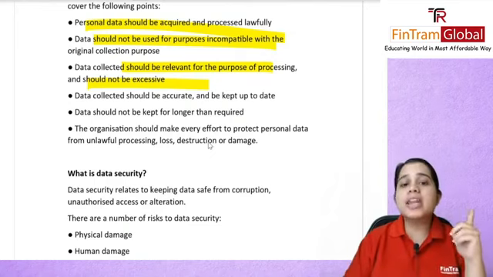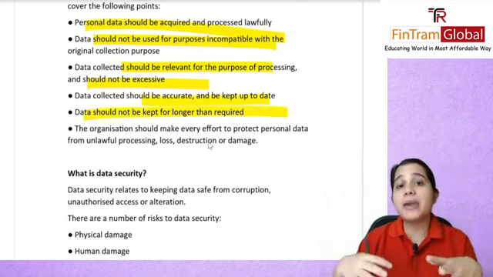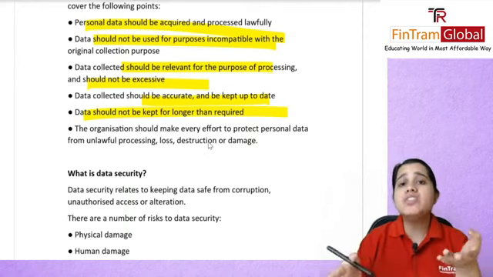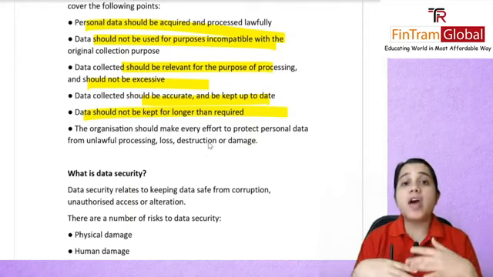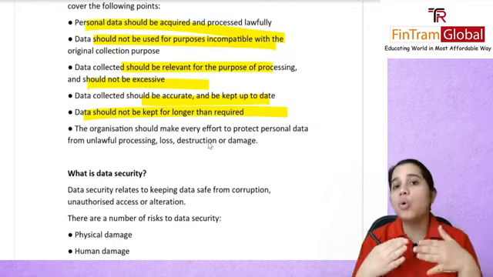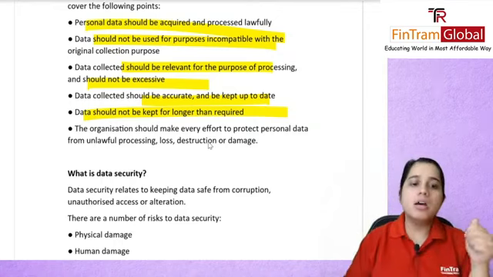It should be accurate and you need to keep it up to date. It should not be kept for longer than required. If an employee leaves an organization and let's say it's been 5 years since that person has left, why do you still hold the data? You should clear that data.